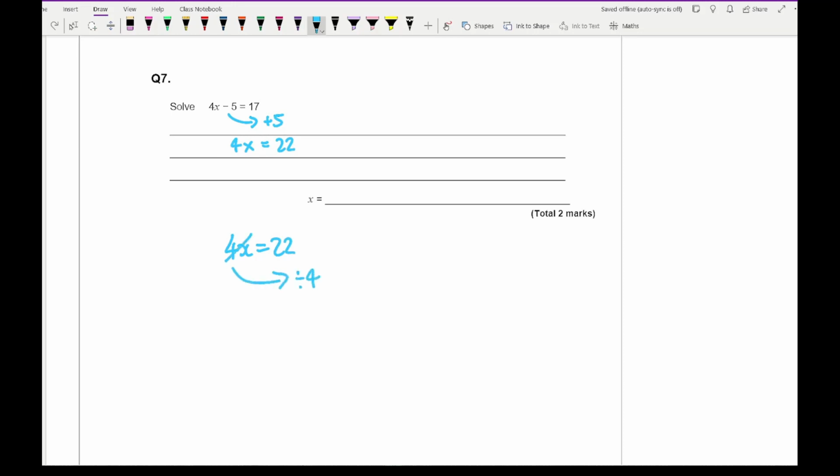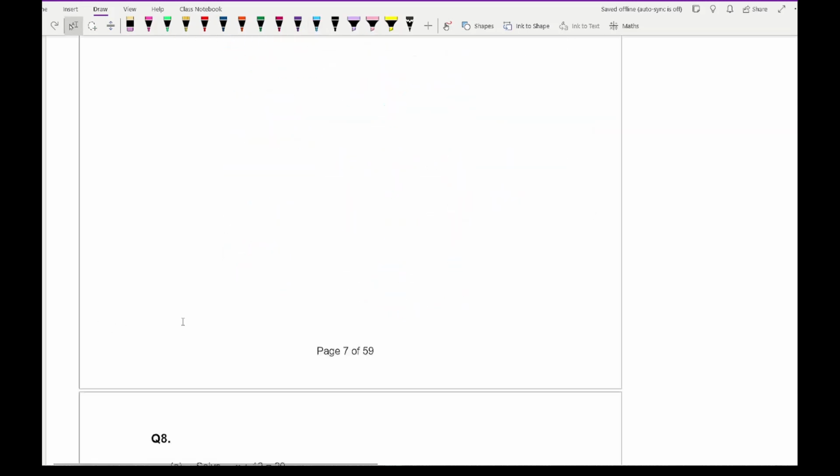So here I'm left with x equals 22 divided by 4, which is 11 over 2, which would be fine to leave as an answer. Or you can write it as a decimal, which is 5.5, or you could write the answer as a mixed number. So any of those 3 would be absolutely fine.